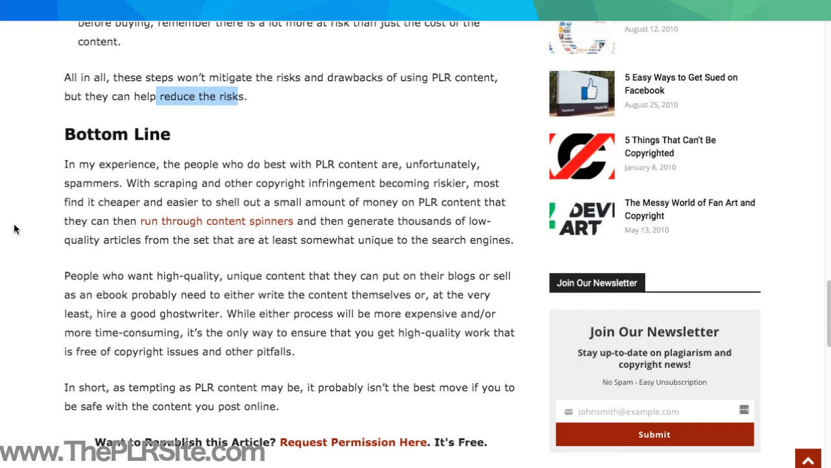Most find it cheaper and easier to shell out a small amount of money on PLR content that they can then run through content spinners and then generate thousands of low-quality articles from the set that are at least somewhat unique to search engines. Correct? And I don't like spammers, so don't do this. People who want high-quality, unique content that they can put on their blogs or sell as an ebook probably need to either write the content themselves or at the very least hire a good ghostwriter.